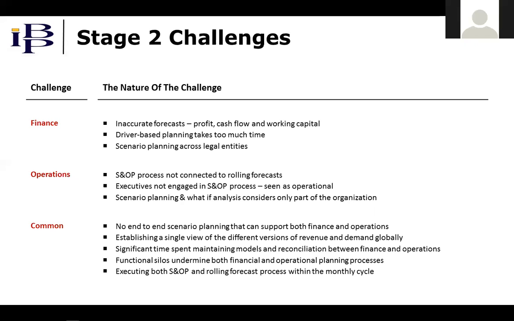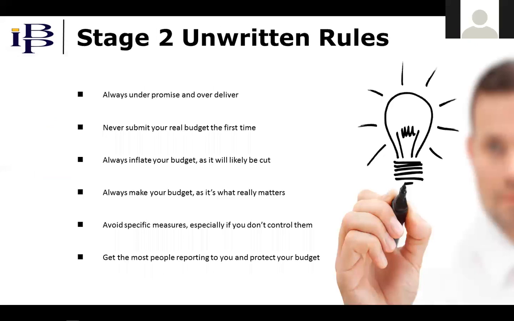Maintaining models becomes a big issue, and reconciling finance and ops functional silos is still an issue. And one thing which is actually pretty interesting is that a lot of companies get to the point where they see that there's little difference between a rolling forecast and sales and operations planning, but actually trying to execute those things inside a 4-week period within a month is proving to be difficult. So just the logistics of trying to get a single process executed in a month is challenging.